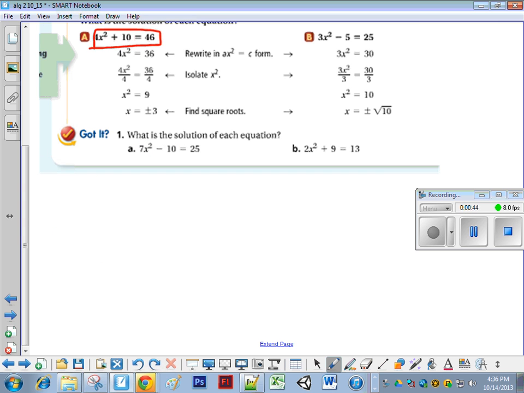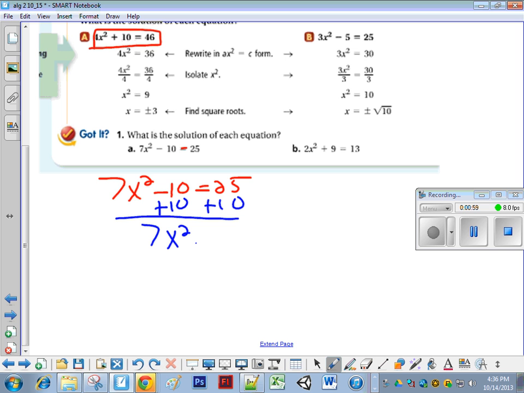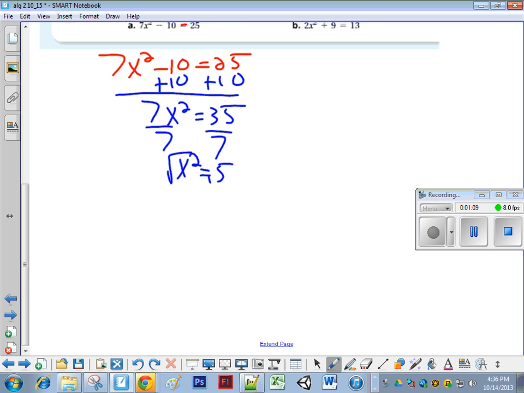7x squared minus 10 equals 25. I'll rewrite it here. 7x squared minus 10 equals 25. Okay? My first step here is to add 10. So now I've got 7x squared equals 35. Divide by 7, divide by 7. X squared equals 5. Now I square root both sides. When you square root both sides, you get two solutions. The positive root is the square root of 5, and then we have the negative root, which is negative square root of 5. And we're just going to leave our answers like that.